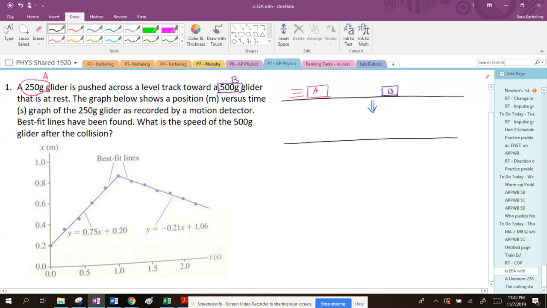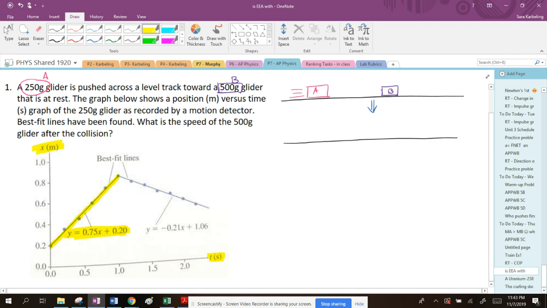Now, if we take a look here, it says the graph below shows a position versus time graph for the 250-gram glider as recorded by a motion detector. This is the part of this problem that is really very AP-esque, as opposed to just giving you numbers, which is how the problems are that I'm going to give you later today. But this is really nice because it's got this nice position versus time graph. Position is over here, time is over here, and in the before part, I've got a constant slope, meaning that we've got a constant velocity, and here is the equation of that line.